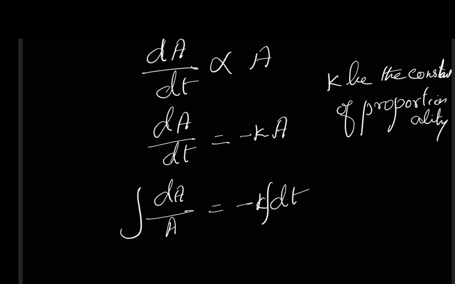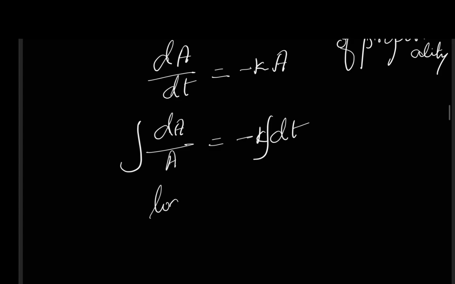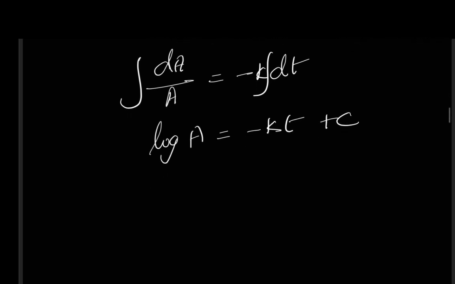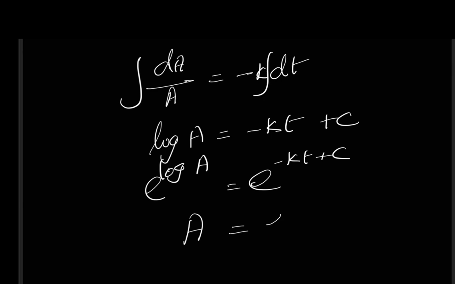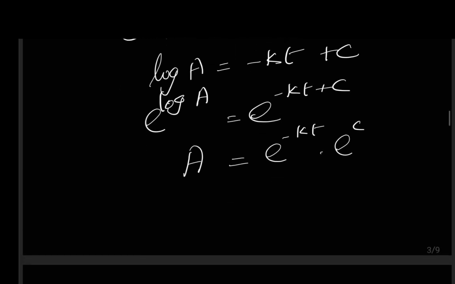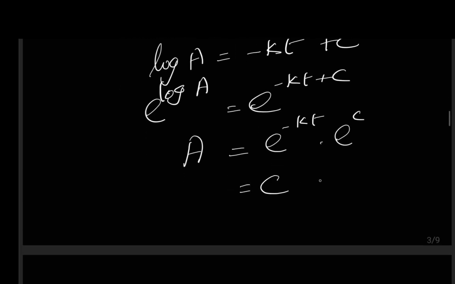Integrate on both sides: log A is equal to minus Kt plus C, some constant C. Taking exponential on both sides, e power log A is equal to e power minus Kt plus C. E and log get cancelled. A is equal to e power minus Kt into e power C. So e power C is some constant C, A is equal to C e power minus Kt. So this is our equation.